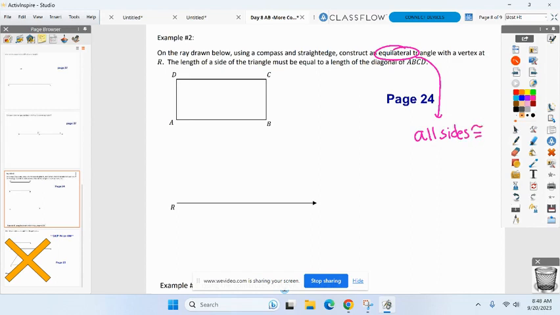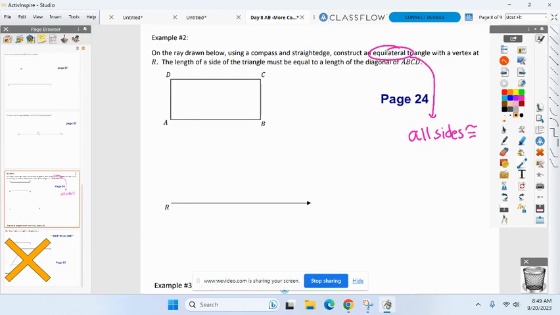How am I going to know what the side length is, though? Keep reading. Each side length of your triangle is going to be equal to the length of the diagonal of ABCD I gave you. All right, diagonal. Because all three sides have to be the length of the diagonal. Where's the diagonal in it? A to C or B to D. So take your straight edge and draw that one of them in. Doesn't matter which one because they're both going to be the same length.